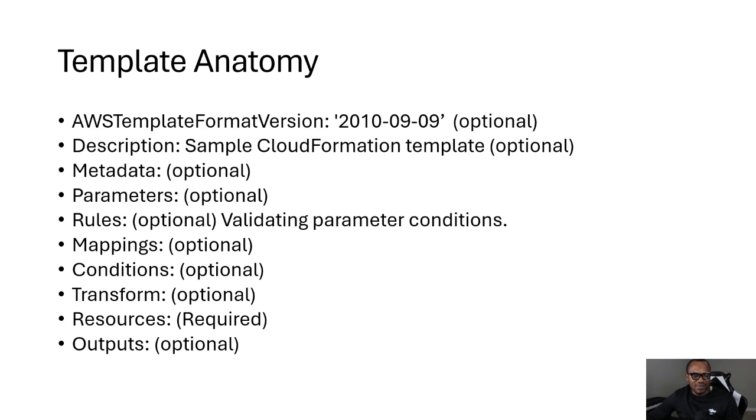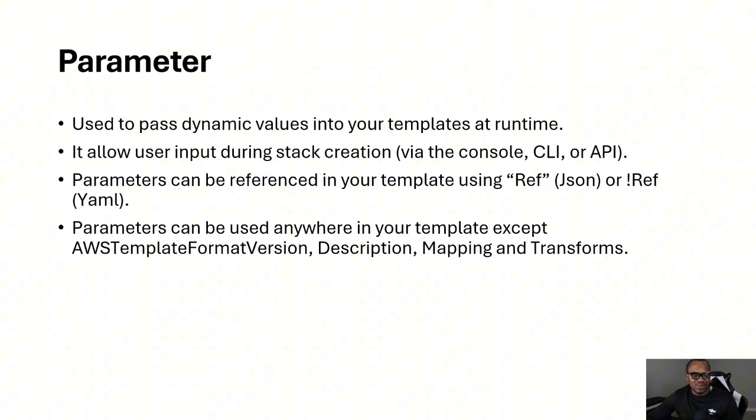We have the parameters, we have the mappings, we have conditions. We have outputs. Output is also optional, which is used to declare values to return upon stack creation. And so let's go and see them one after the other. Let's first look at parameters.